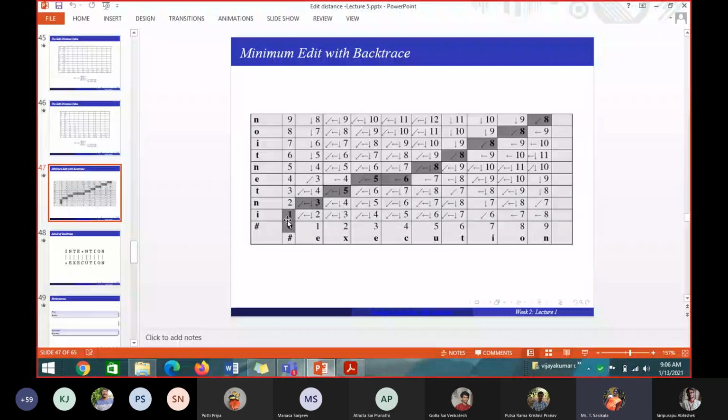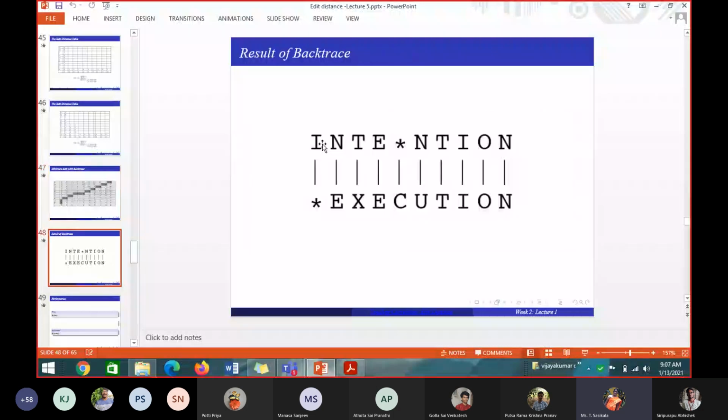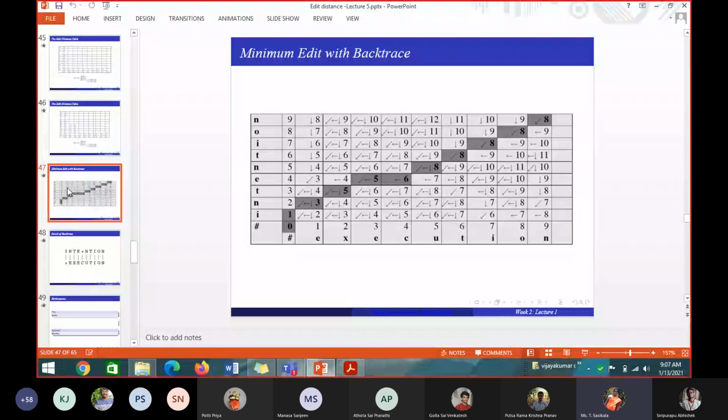For input string I, what is the box highlighted? Empty string, that is 1, right? Yes, ma'am. For this I, what is down on the x-axis? What is the value I am hitting? Hash, that means deleted. So for I, it is hash, and you can put a star. For I, the equivalent value in the output string is a star. Similarly, go to the next character.